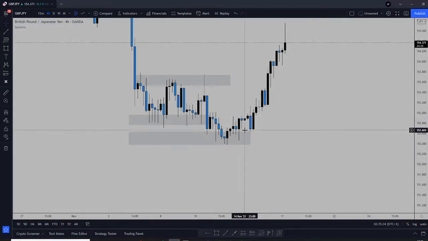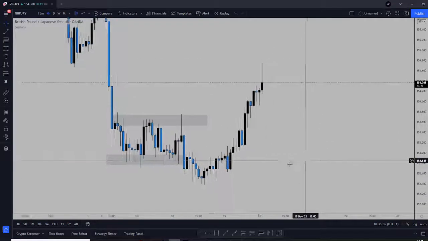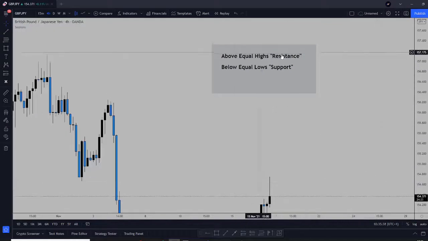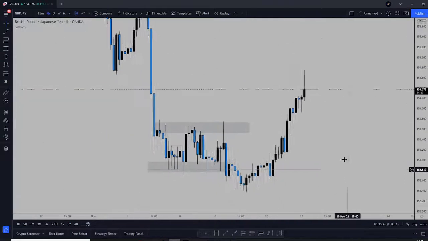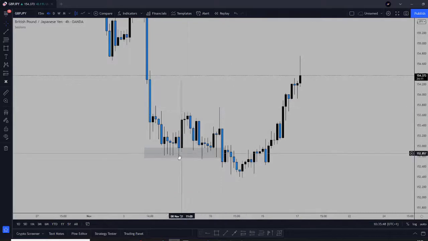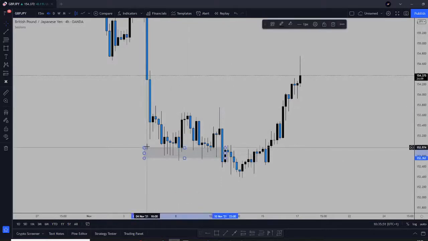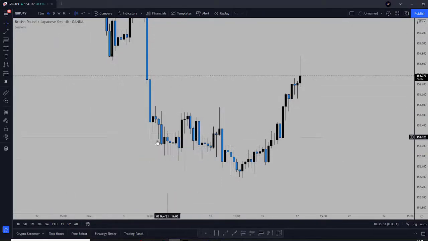So what you need to understand is the more equal highs we have, the more liquidity there is above, and the more equal lows we have, the more liquidity there is below. As you can see right here, we have a lot of lows. These are 4 hour lows, guys. This is not some silly stuff.